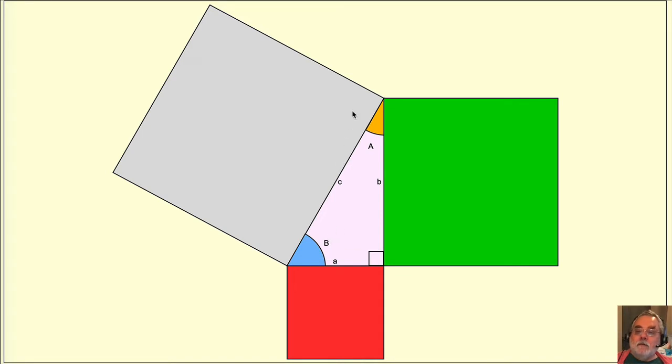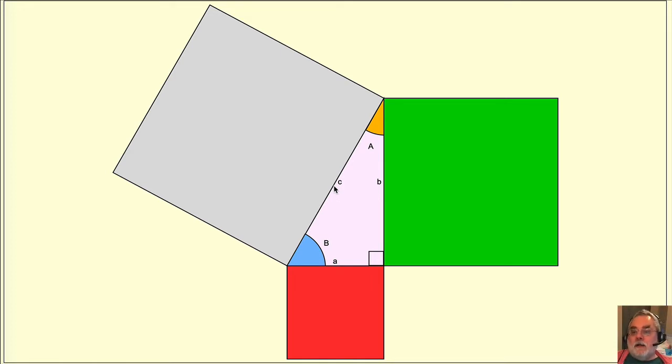The amber angle A plus the blue angle B equals 90 degrees because the angles of a triangle sum to 180 degrees and C is 90 degrees. The Pythagorean theorem states that lengths A squared plus B squared equals C squared for this right triangle.